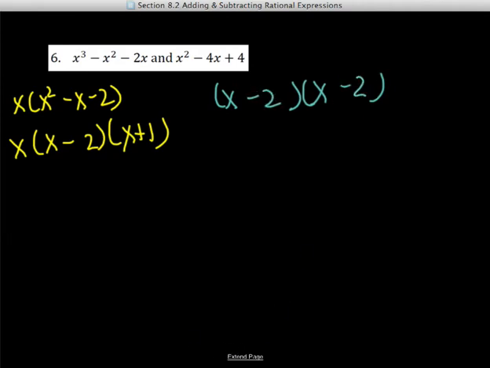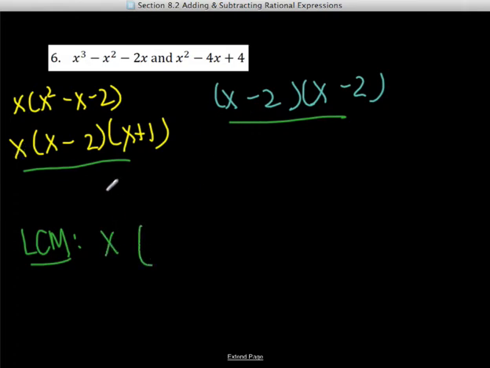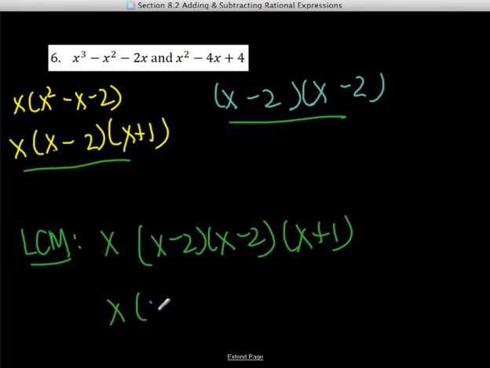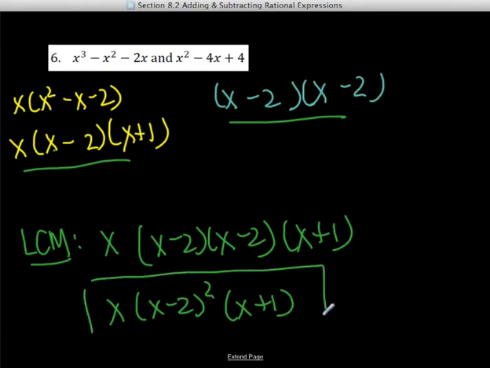Okay, so using those values, I'm going to look in here and find my least common multiple. There's 1 x here, no x there, so I write down 1, the greatest number. There's 1 x minus 2, and there's 2 x minus 2's, so I write it down twice. And then there's 1 x plus 1, and there's no x plus 1 on the other, so I write it down once. And same thing, I would simplify. Since there's 2 x minus 2's, I can write it as x minus 2 squared. And there is my least common multiple for example 6.